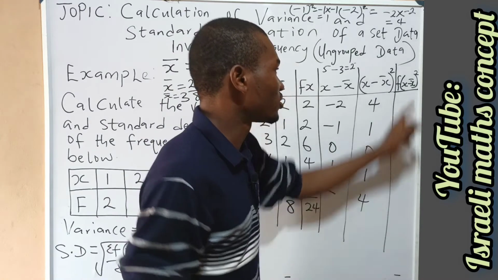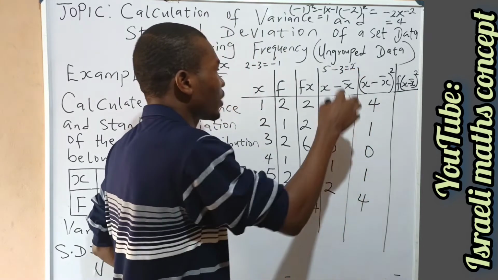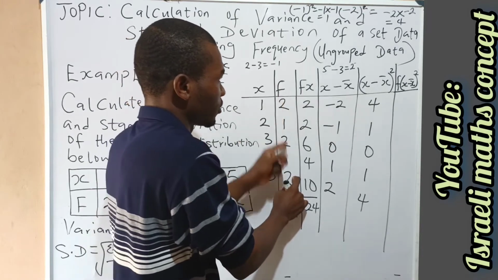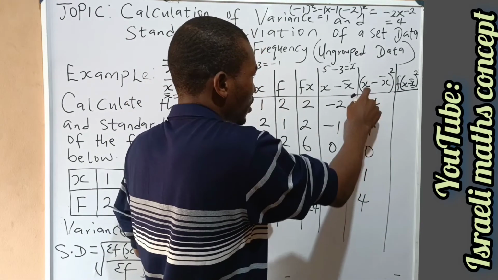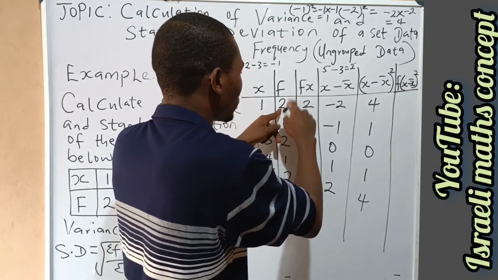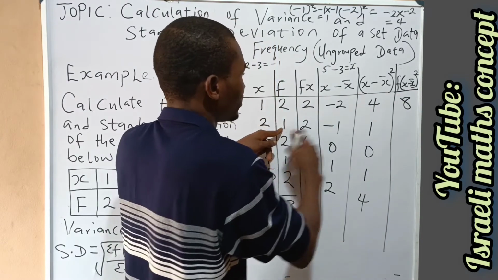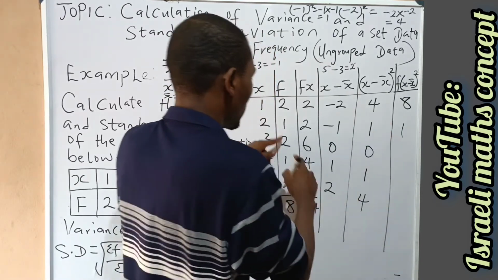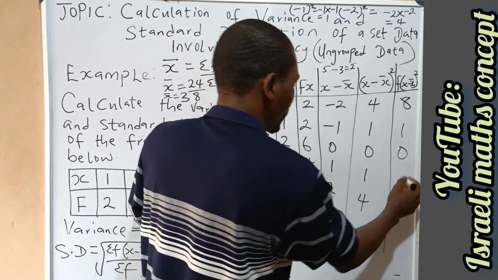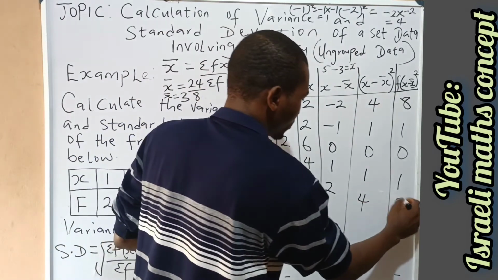Then the last column, which is f in bracket x minus bar x all squared, means we shall be multiplying every content of the frequencies with every content in our x minus bar x all squared column. So our f now is 2, and 2 multiplied by 4 will give us 8. Then 1 multiplied by 1 will give us 1. Then 2 multiplied by 0 will still give us 0. Then 1 multiplied by 1 will give us 1. Then the last one, 2, which is our f, multiplied by 4 will give us 8.